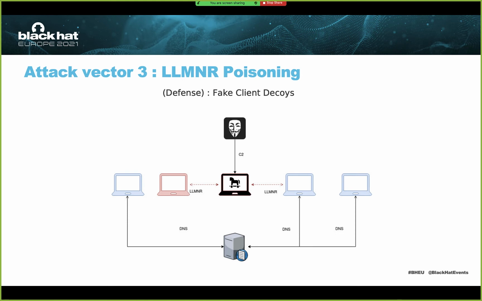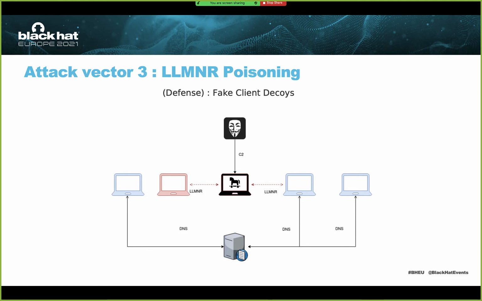Now, let's see how we can use deception to counter this attack vector. What we propose is that you should have fake clients. The earlier attack vector used a fake service and fake user; now we are talking about fake clients. You can place fake clients which will generate requests. And what is the job of these fake clients?